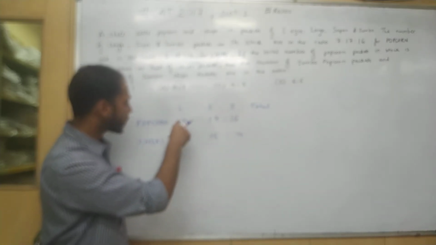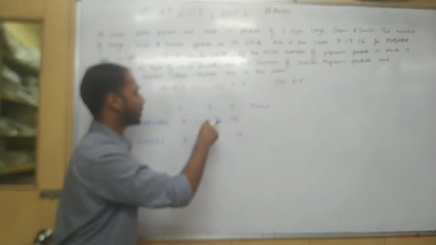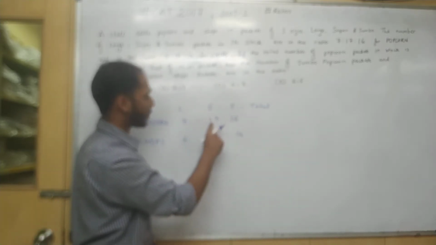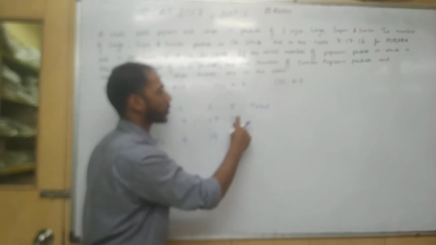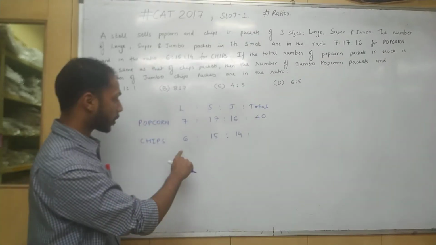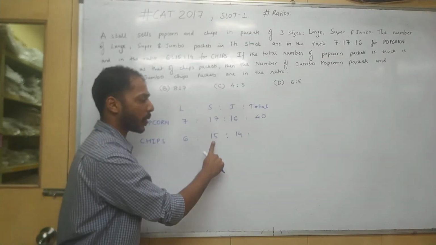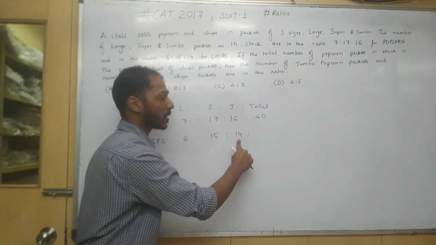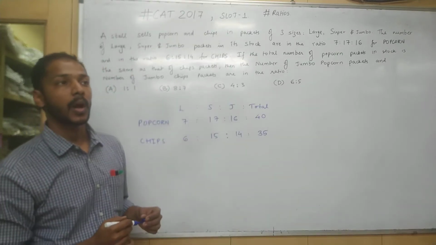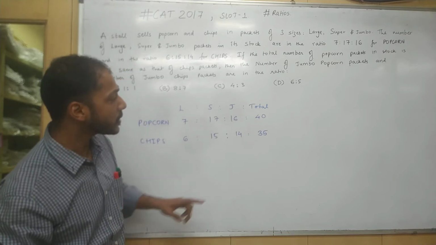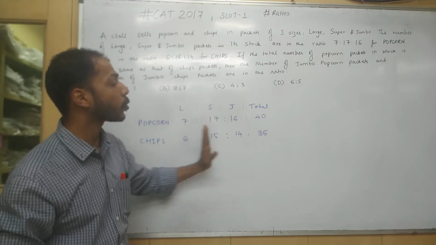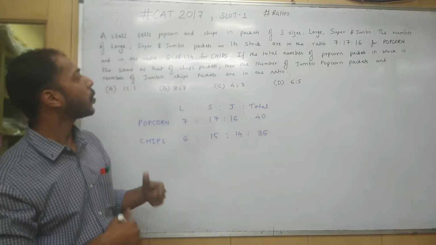So total popcorn packets in this ratio would become 7, 17, 24 and 16. So if there are 7 large, 17 super and 16 jumbo, the total would be 40 packets. Whereas for chips, the total would be in proportion of 6 plus 15, 21 plus 14, that is 35. Now, understand one thing. What we've been given is that the total number of popcorn packets is the same as the total number of chips packets.